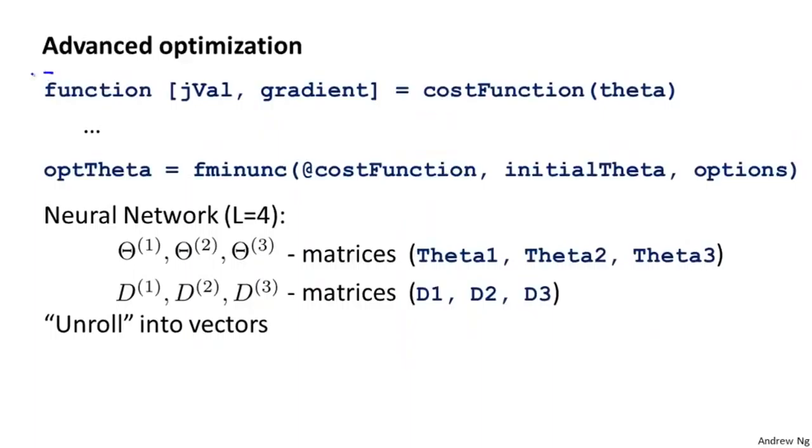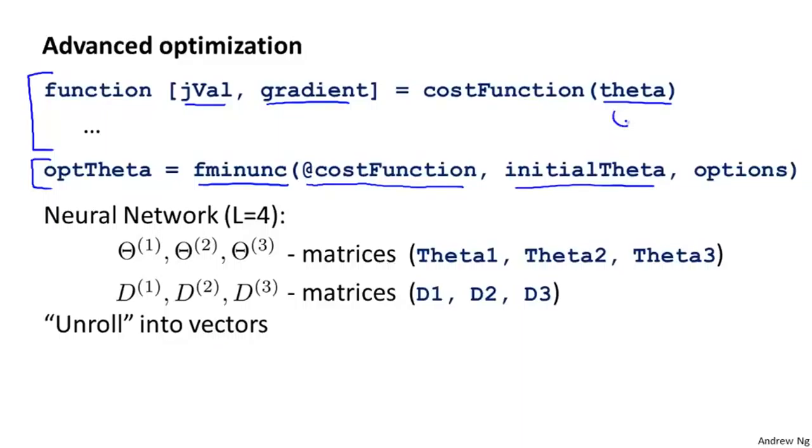Concretely, let's say you've implemented a cost function that takes as input your parameters theta and returns the cost function and returns derivatives. Then you can pass this to an advanced optimization algorithm like fminunc, and fminunc isn't the only one, by the way. There are also other advanced optimization algorithms, but what all of them do is take as input a pointer to the cost function and some initial value of theta.